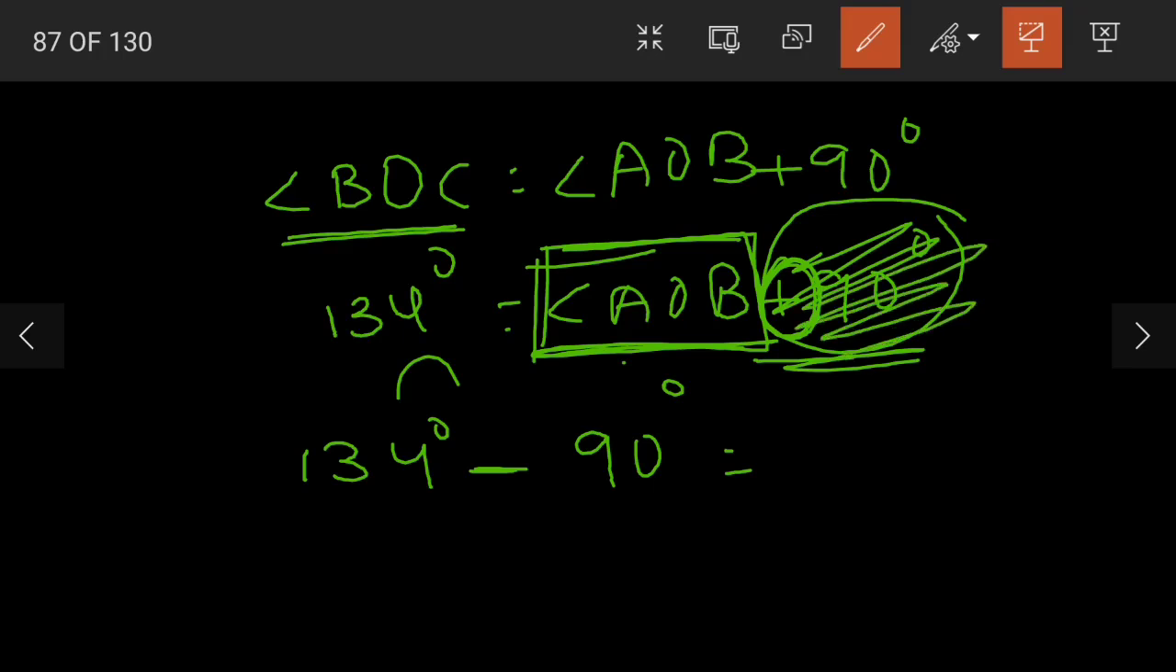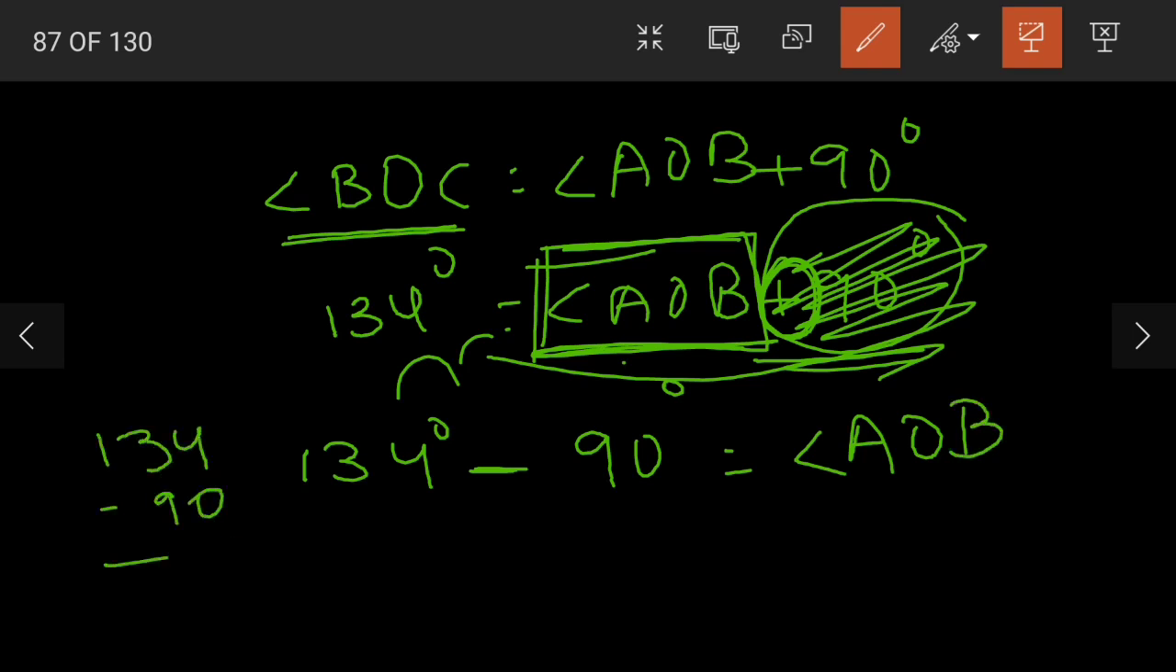We have already taken 90 degrees to the other side. So we are left with only angle AOB. So 134 minus 90 degrees. 4 minus 0, 4. 3 minus 9 is not possible, borrowing. 13 minus 9 is equal to 4. So 44 degrees is equal to angle AOB.